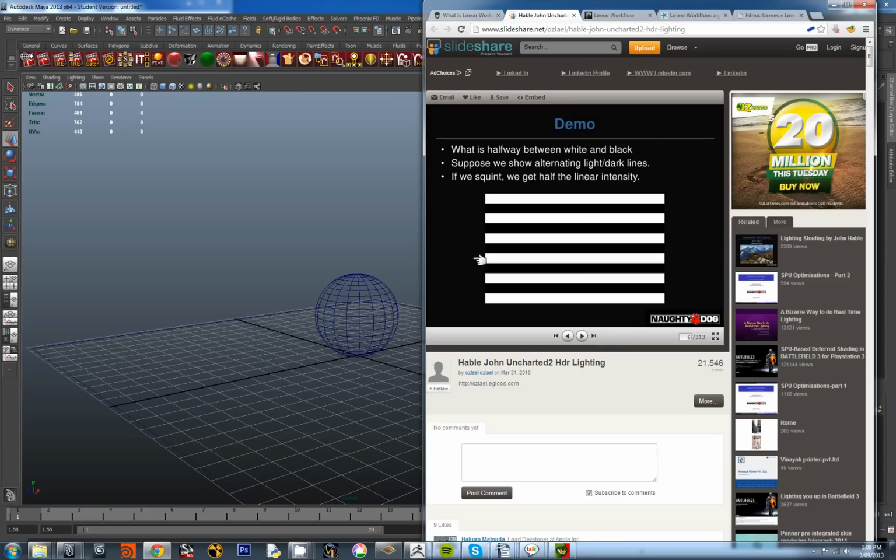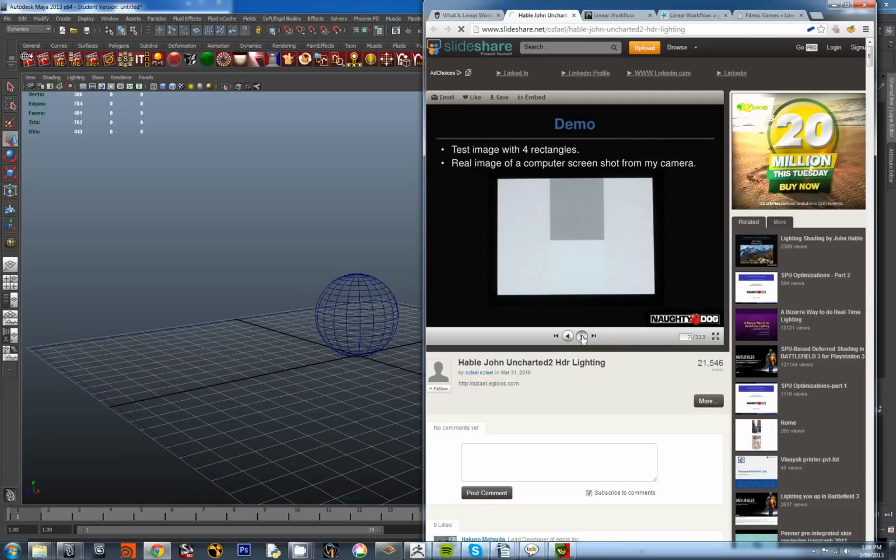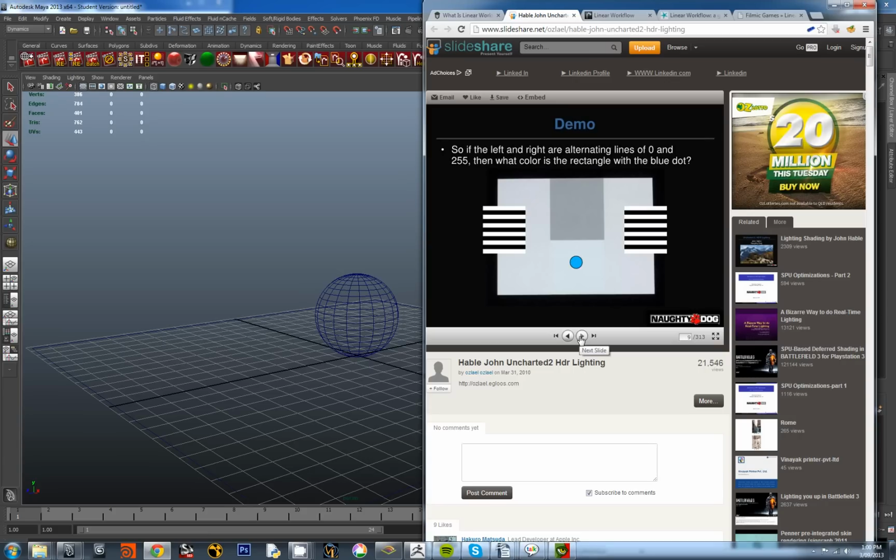Let's have a look at this particular slide here. Okay, so you've got black and white lines. If you squint, you'll see something which is halfway between black and white. Okay, so with that in mind, if you were to take these black and white lines and squint, what would you reckon the color here would be? Considering that sRGB, our standard method of saving images, has 256 levels of grays from pure black to pure white. So screwing up your eyes, just thinking of what color is that there?